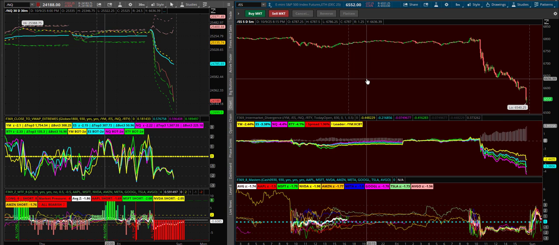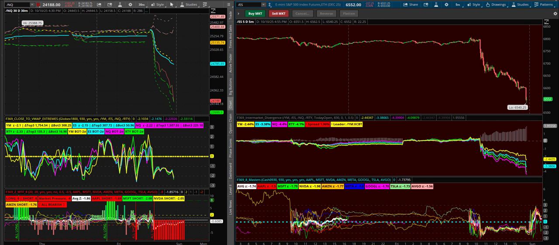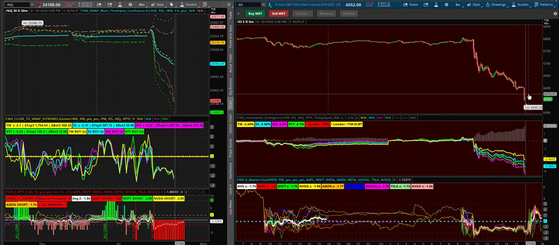One of the critical screens you're watching to look at the market internals. Here we have on the right bottom what we call F369 8 masters, weighted structures of S&P, and on the top obviously we have ES.